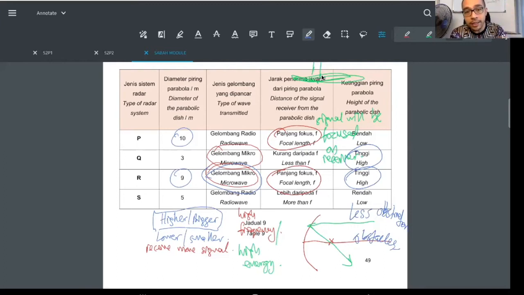Now, when you analyze the table, you will find that only R matters. R is the only one that fits all this. So I'm not going to revise with you how to answer this question, but I want you to take note, especially the two classes that I teach, the 10th mark.